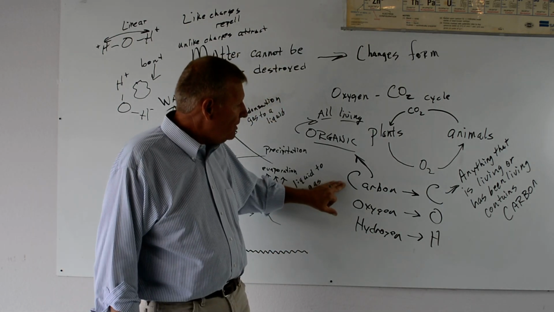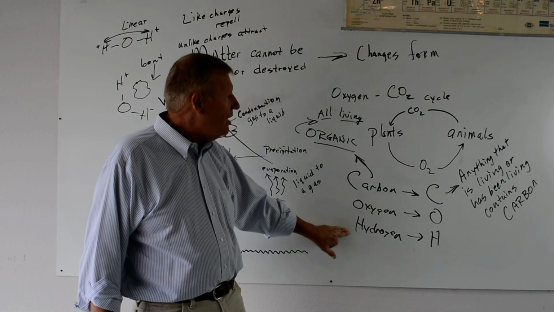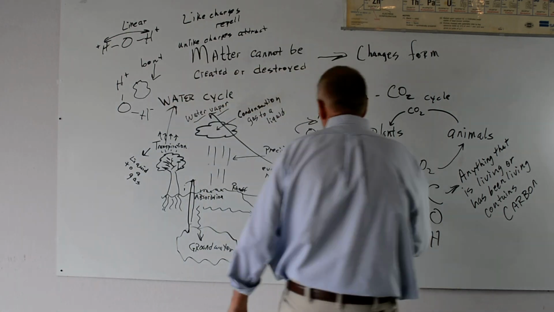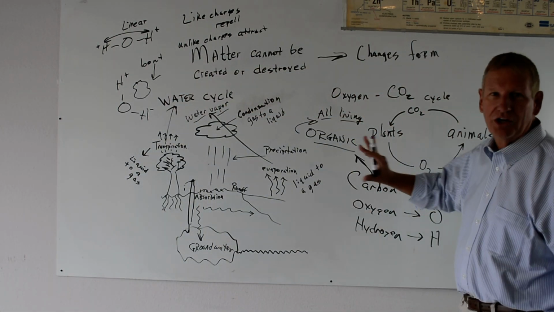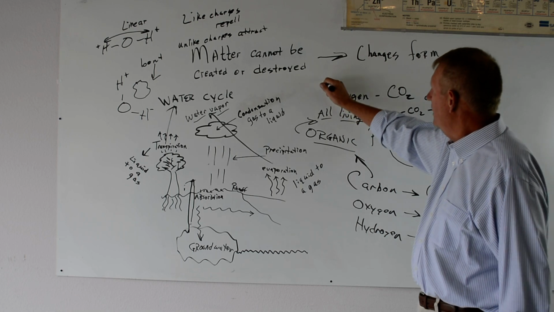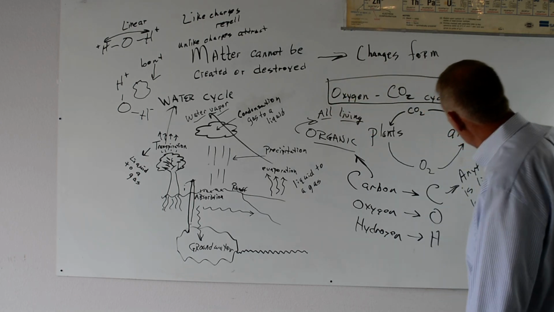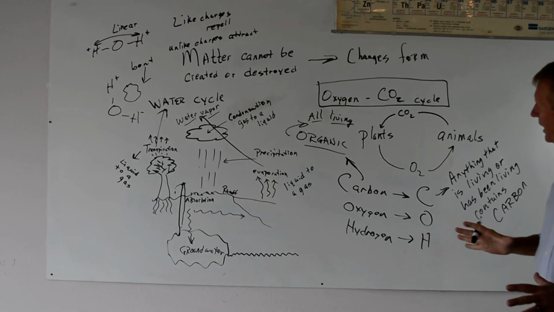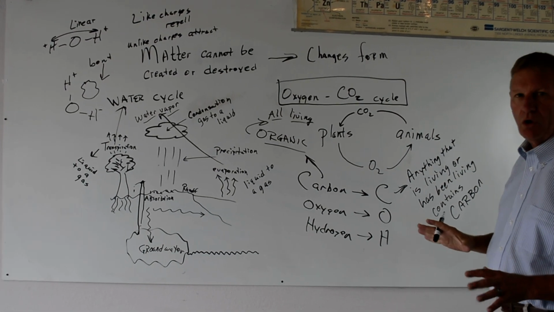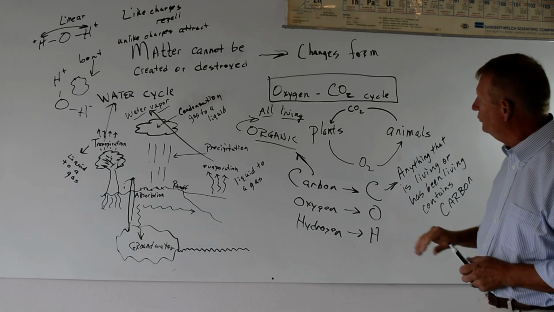Okay, so carbon, oxygen, and hydrogen. So now we're going to go on and we're going to talk about, we get a lot of stuff up here, okay? It really looks like a good college board here, okay? We're going to talk about the oxygen carbon dioxide cycle. Now, we've even mentioned a little bit about the CO2 and the oxygen. We're going to go a little deeper, okay?